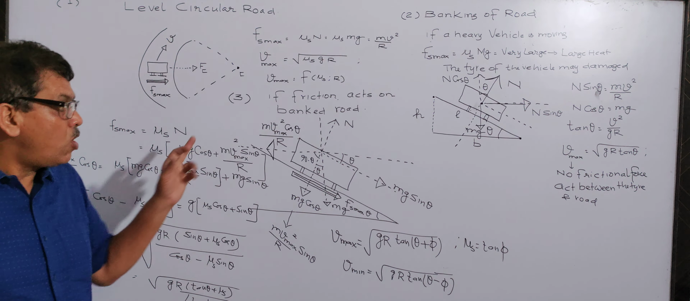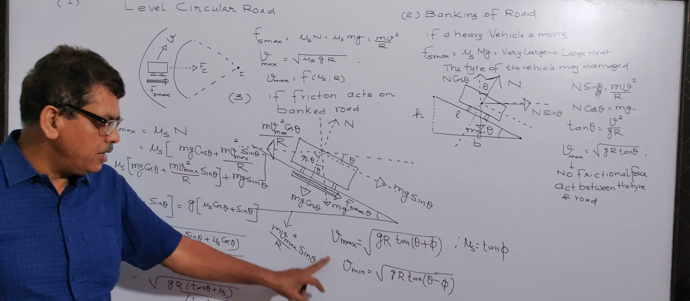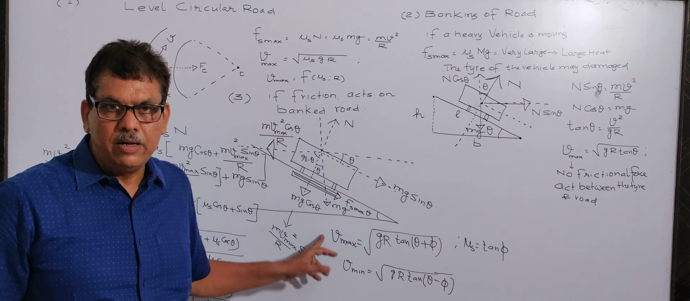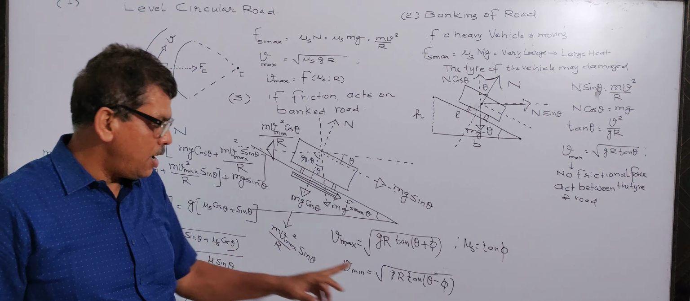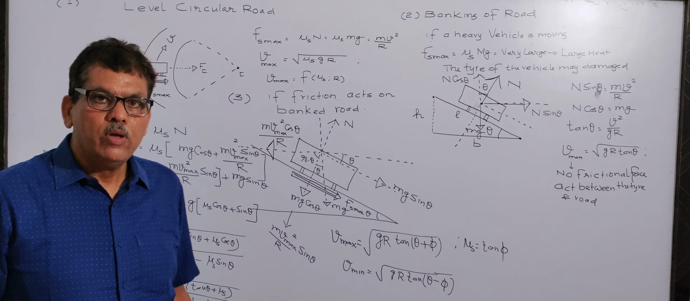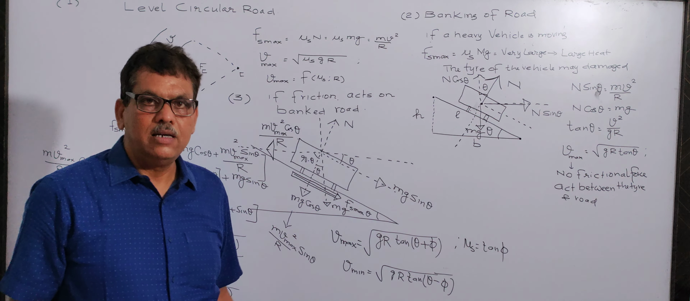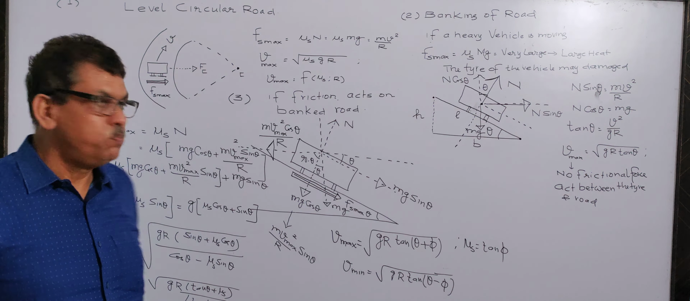Is it clear? So on the banked road, if friction comes into picture, we'll get two limiting speeds. One is maximum, another is minimum. In case of maximum speed, the object will have tendency to skid outward, and then the maximum speed can be written as root under gr tan theta plus phi, and minimum can be written as root under gr tan theta minus phi. Now this is on banked road when friction comes into picture.